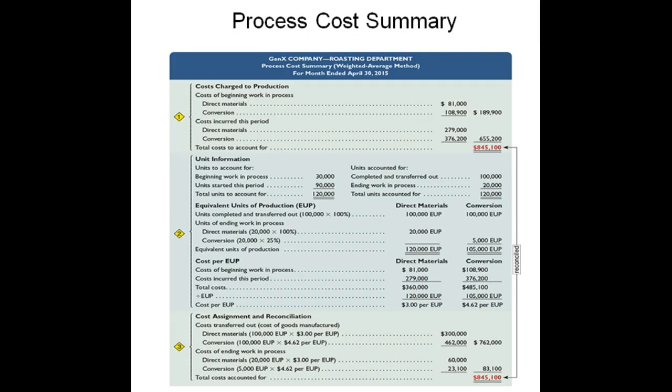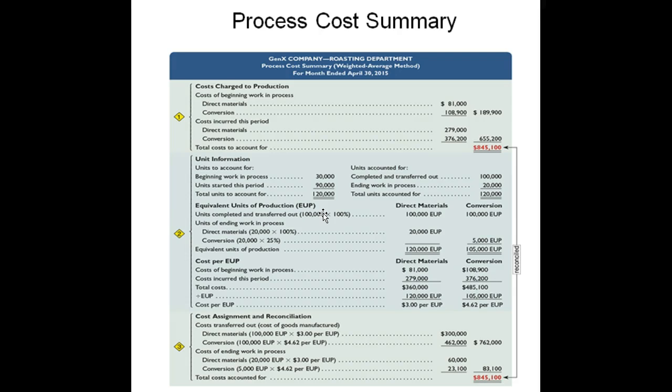So what we're going to do is figure out how much cost we have to associate with the cost of goods manufactured. We're going to calculate the number of units that we've completed and started and sent out. And so this is part one. This is part two. After we get these two put together, we're going to calculate the equivalent units of production.